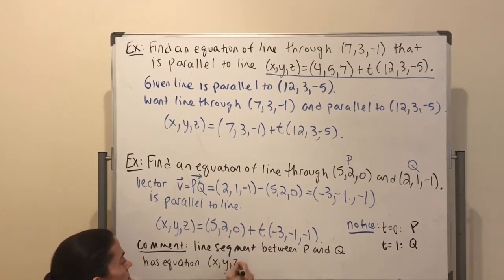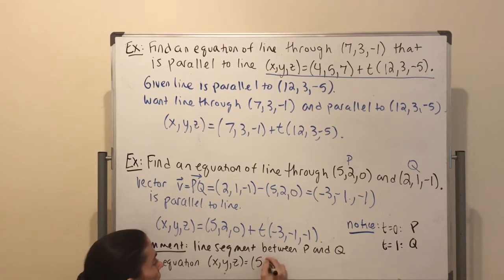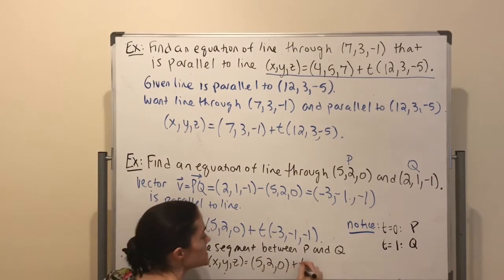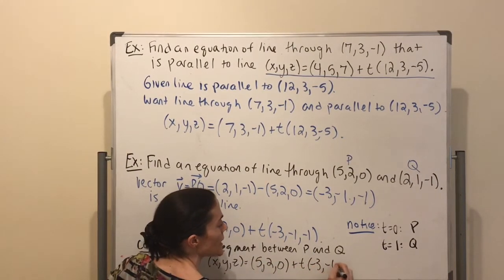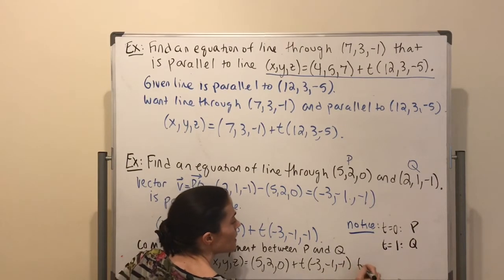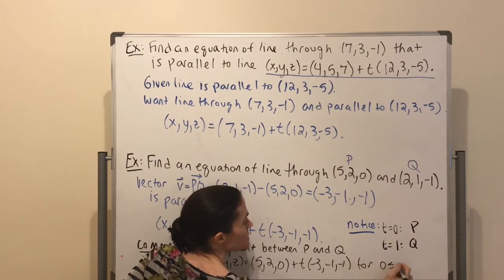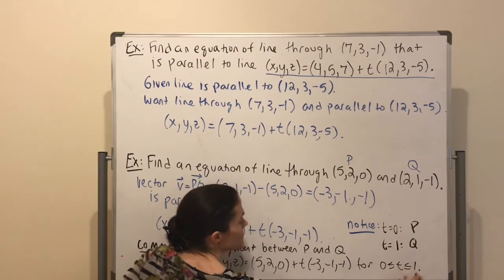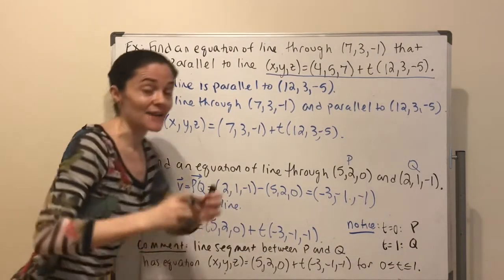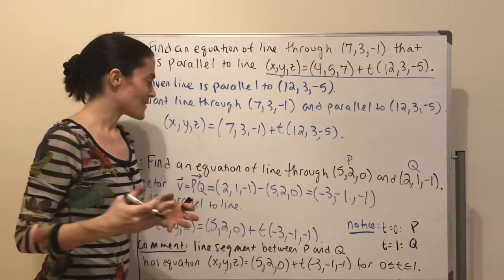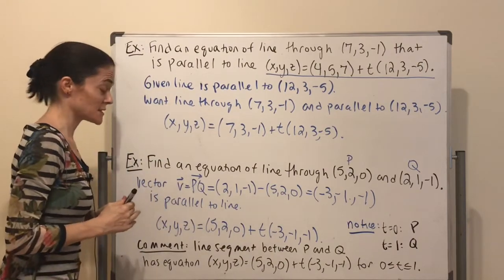X, Y, Z is (5, 2, 0) plus t times (-3, -1, -1), but t ranges between 0 and 1, whereas for the entire line, we take t from minus infinity to infinity. So that's just a comment.